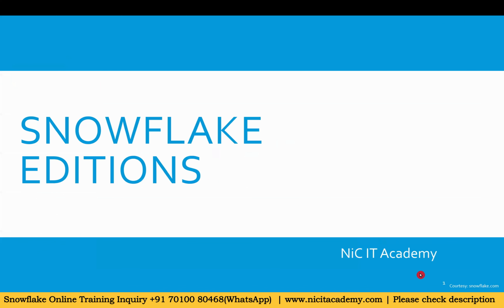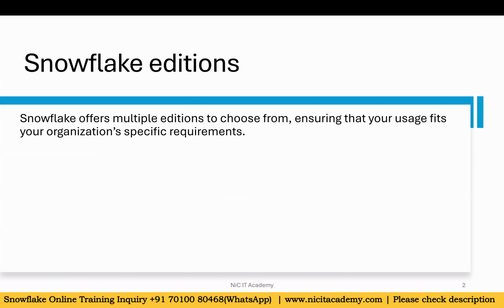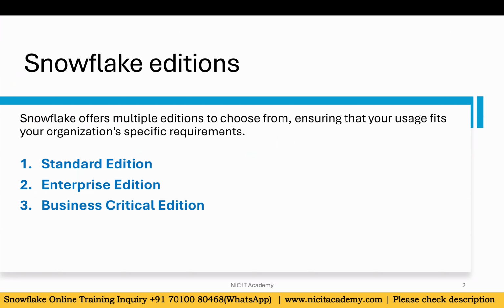So how many different editions are available in Snowflake? There are 4 different editions. What are they? First one is standard edition. Second one is enterprise edition. Third one is business critical, and then virtual private Snowflake, VPS. Normally which edition will the company choose? Enterprise edition. Snowflake offers multiple editions to choose from, ensuring that your usage fits your organization's specific requirements. So based on the requirement, we can choose.